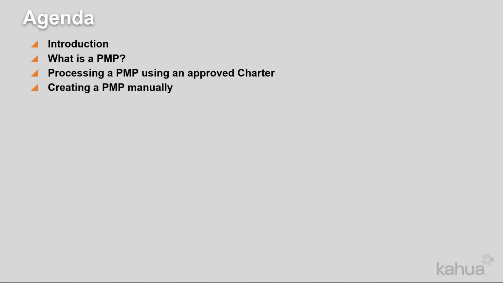The plan identifies project objectives, risks, opportunities, and devises strategies to successfully execute the project. The plan also assesses the project team's ability to meet the project's goals and objectives during the project lifecycle. In this session, I'll show you how to process a PMP using an approved charter. I'll also show you how to create a PMP manually. Let's log into Kahua so we can learn more about the Charter and PMP app.